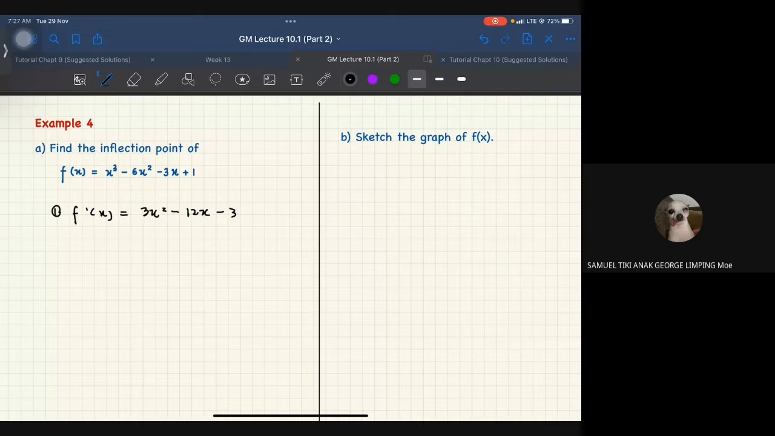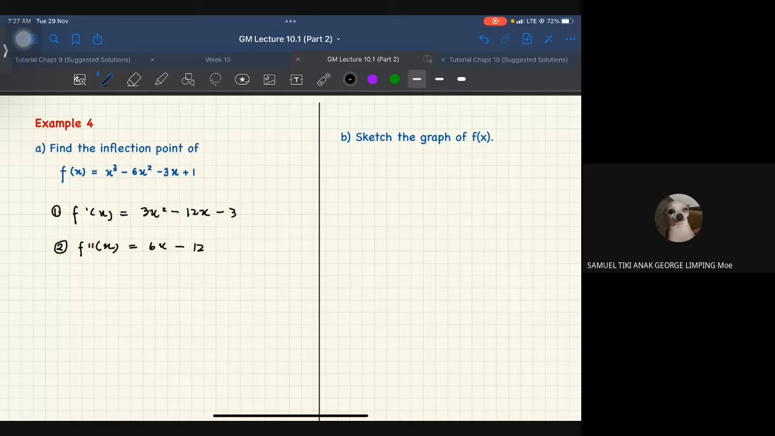Okay, so settle step yang pertama, simple je. Okay, and then step yang kedua, second step. So saya akan cari second derivative lah. So differentiate one more time. So I will get 6x minus 12. Settle. Okay, so this is my second derivative.